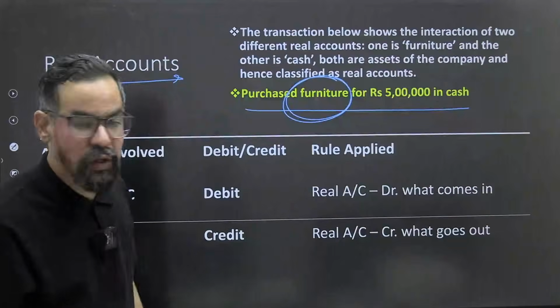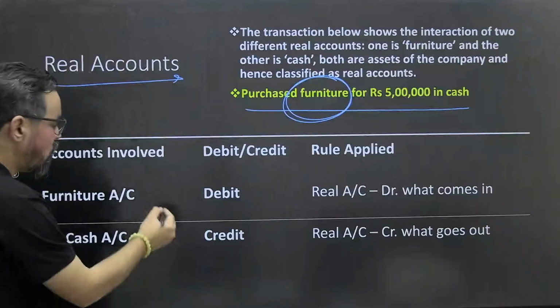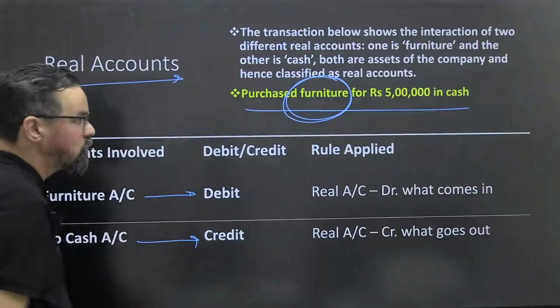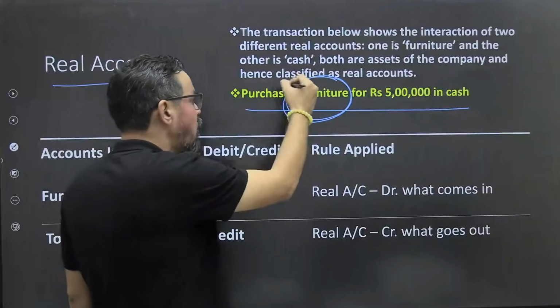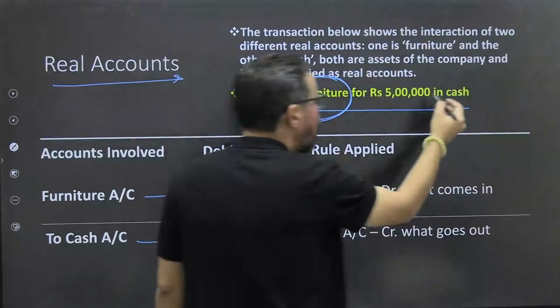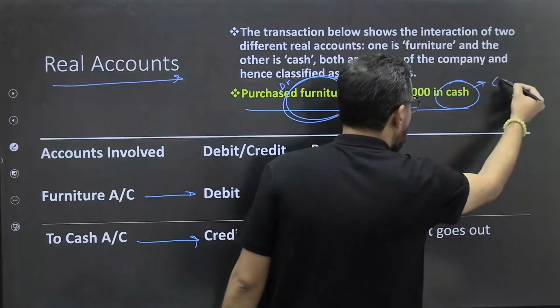It is an asset for the firm. And the golden rule is debit what comes in and credit what goes out. So what is coming in? Your furniture. So you have to debit this. And what is going out? This is cash. So you have to credit this one.